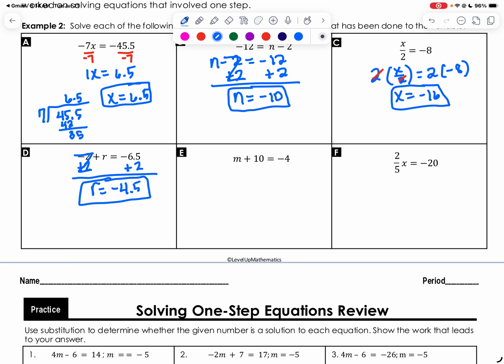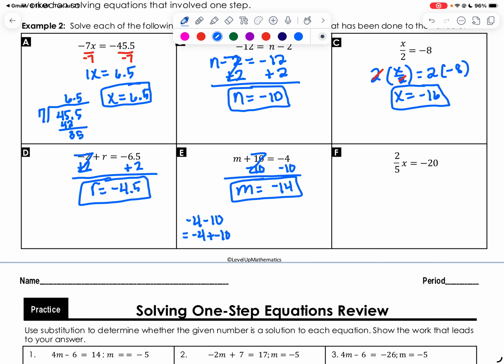All right, problem E. Pause the video and try problem E on your own. When you're done, press play and check your solution. All right, welcome back. The opposite of plus 10 was minus 10. So the 10s would zero out, leaving me m on the left side. And negative 4 minus 10 is the same thing as negative 4 plus negative 10, which is negative 14.